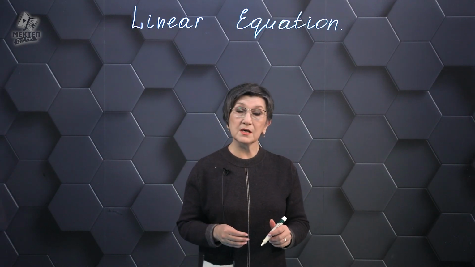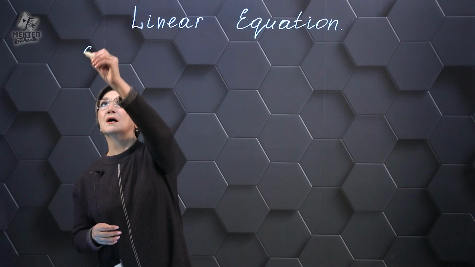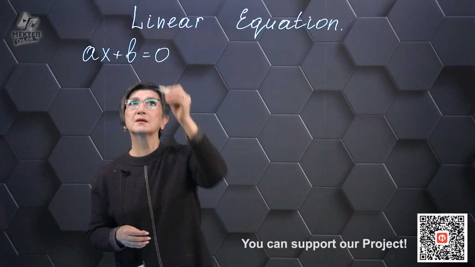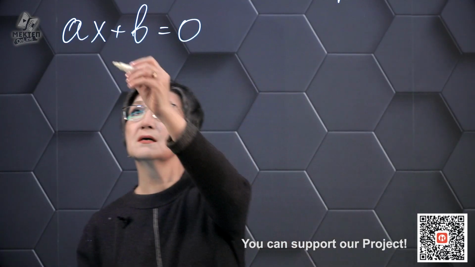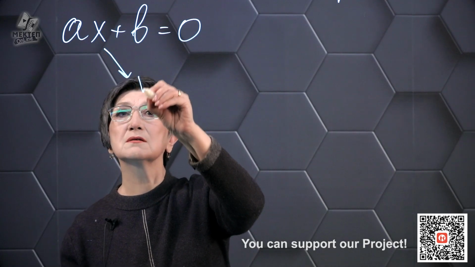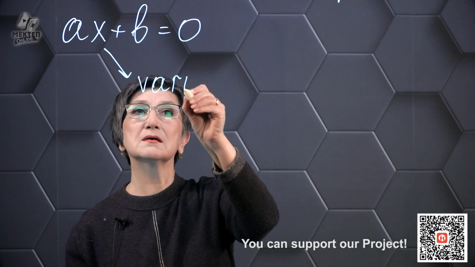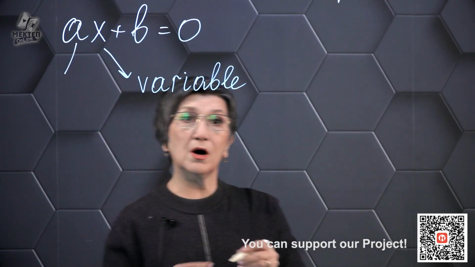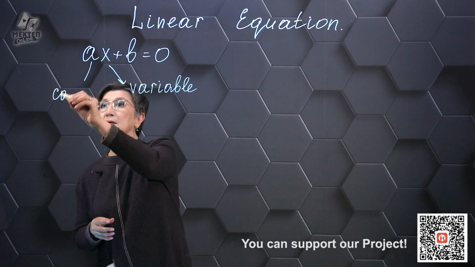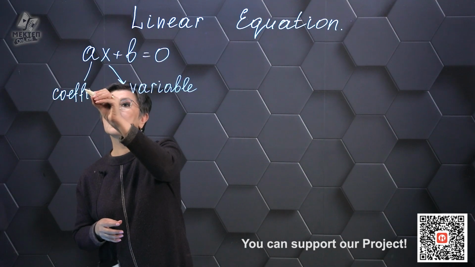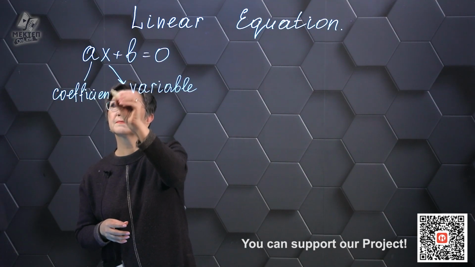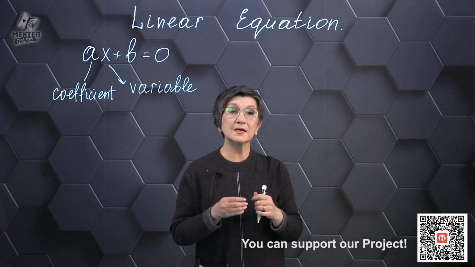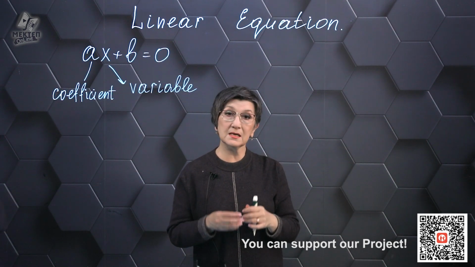So, a linear equation looks like ax plus b equals 0. In this notation, the letter x will be the variable. We will call the number a the coefficient. To solve the linear equation, we need to find the value for the variable x.